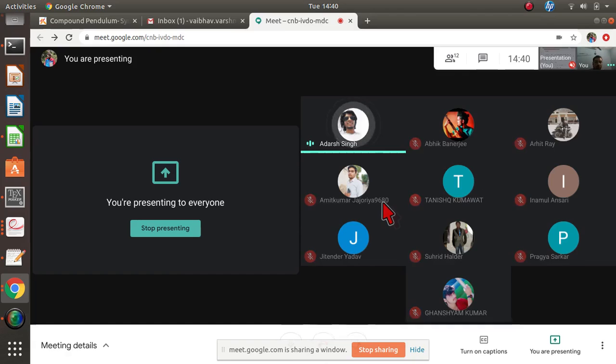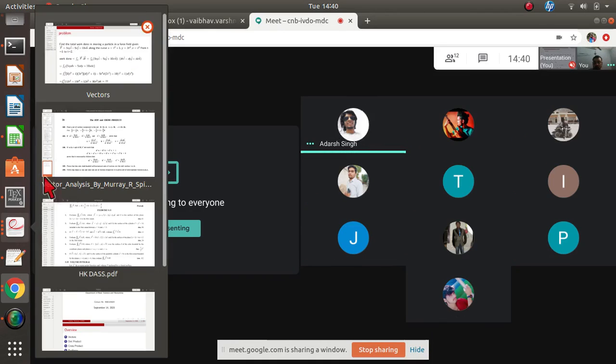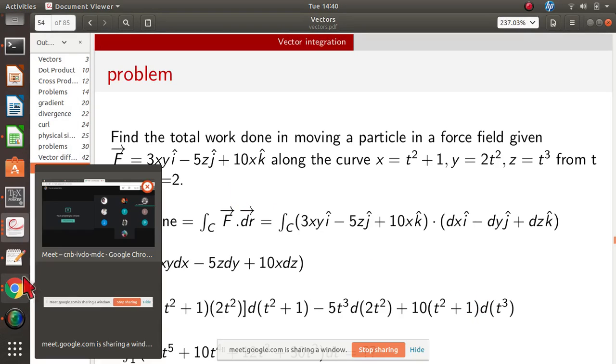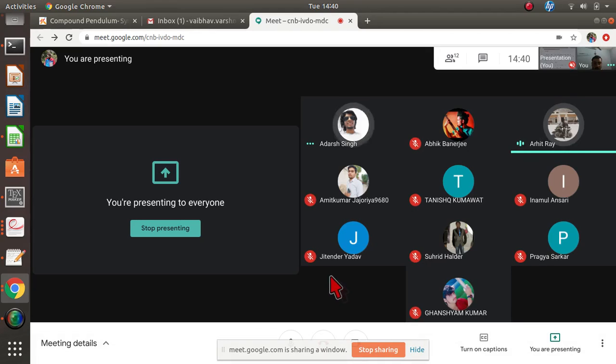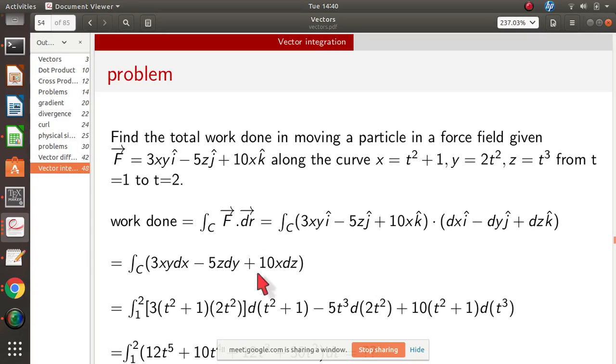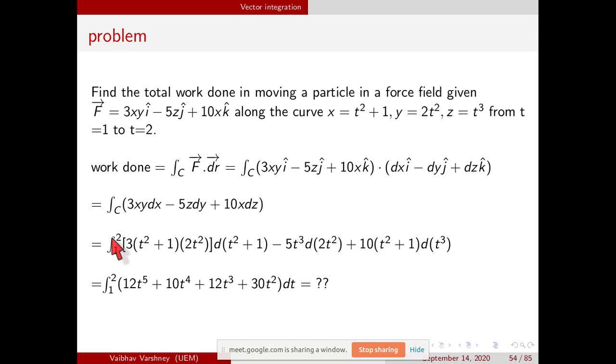In the last term, 10(t square plus 1), there will be 2 times dt. Sir, can you show the working elaborately? Sir, can you show these last two steps elaborately? Just a minute. Okay, which step do you want? The last two steps, from this step to this step, from t square plus 1, 2t square, d of t square, to the last line. Yes, sir. Okay.